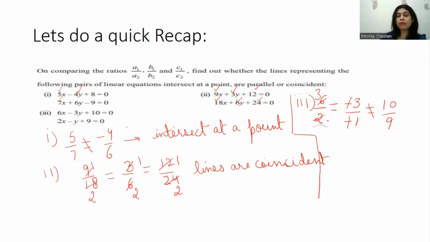So when a1 upon a2 is equal to b1 upon b2, but not equal to c1 upon c2, what will happen in such cases? In such cases, the lines are parallel. Okay, so you got it for all the three. So how do you recognize this? This is one such question you should understand. I hope you all have understood well. Now let's move on to the next part.